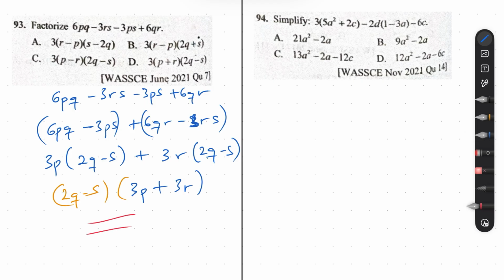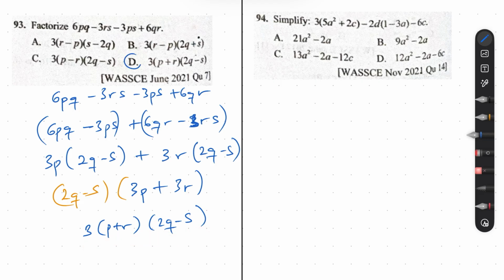2q minus s. Actually, we are not done. Here we can factor 3 out, right? Because 3 is common. So you just write it like this: 3 multiplying p plus r multiplying 2q minus s. These two expressions are the same. Here we just factor 3 out because 3 is common. If you factor that out, we are left with p plus r. So this is our answer, which is D.